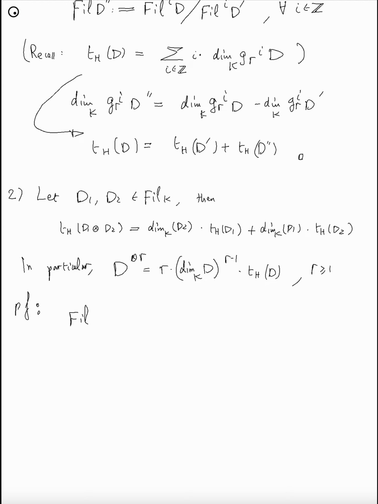So this involves again computing the dimension of the graded piece of the tensor product. So recall the filtration of the tensor product is defined by taking I1 plus I2 equals I, and then you take the field I1 of D1 tensor field I2 of D2.